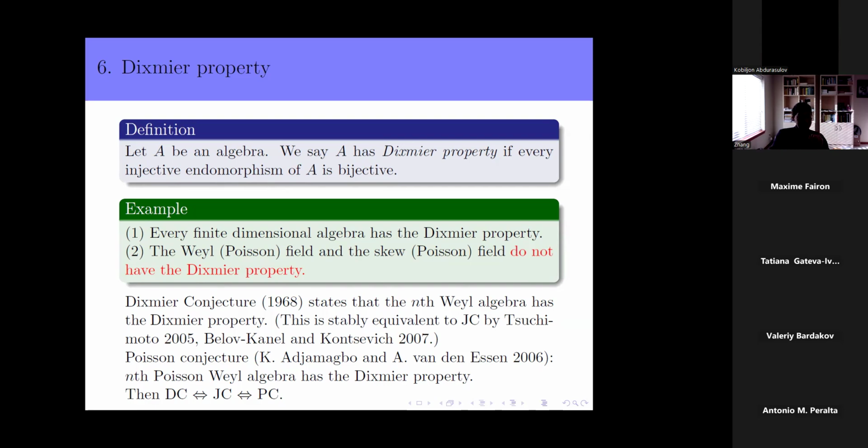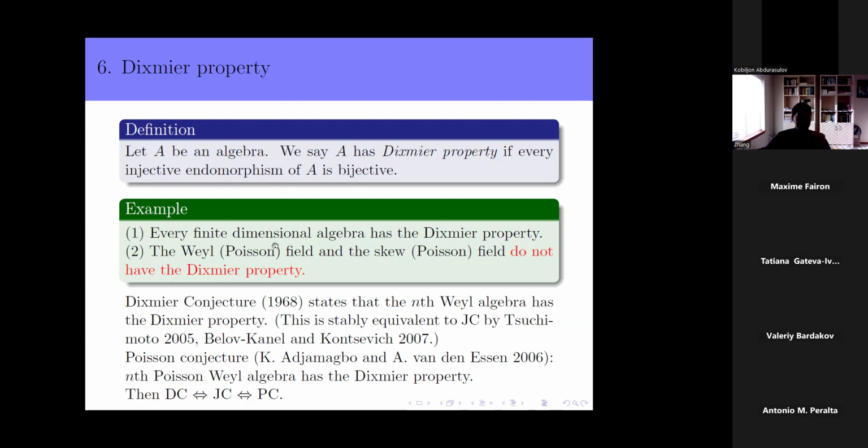On the other hand, the Dixmier conjecture says that the nth Weyl algebra has the Dixmier property. So this is called the Dixmier conjecture, which is stably equivalent to the Jacobian conjecture.